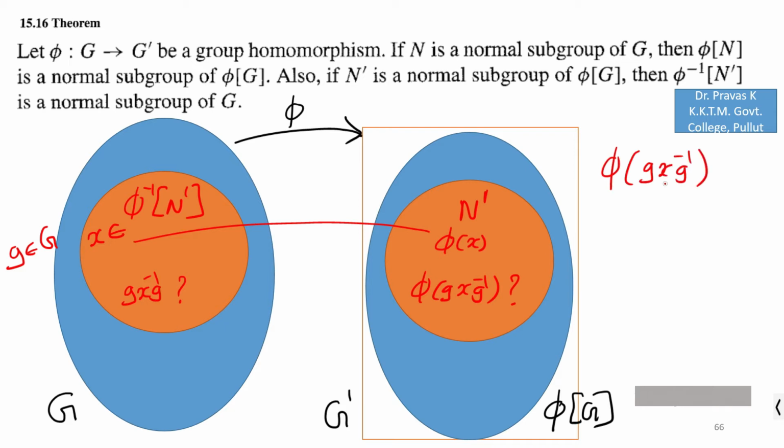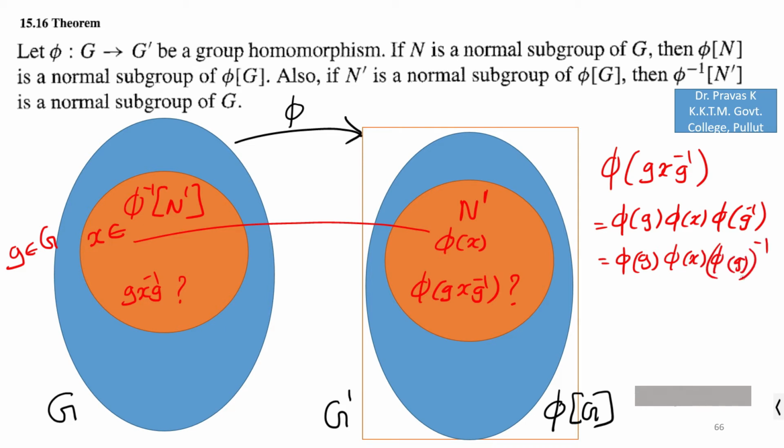So let us start with phi(g x g inverse). You can see that after one step of computation, that is the same as phi(g) phi(x) phi(g inverse). Since N' is normal and phi(g) and phi(x) are respectively elements of phi[G] and N', we get this belongs to N'. So since this belongs to N', we have g x g inverse in phi inverse of N'.